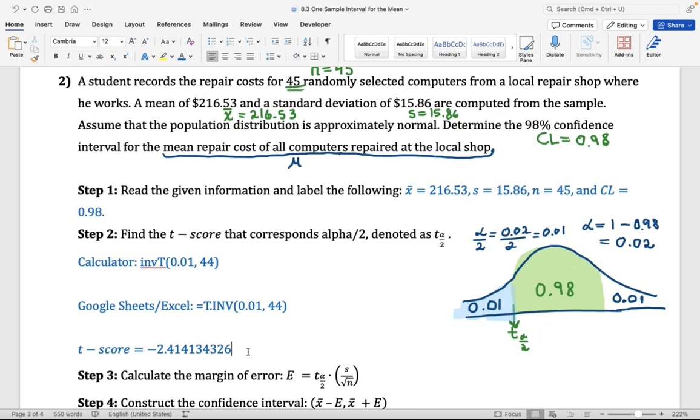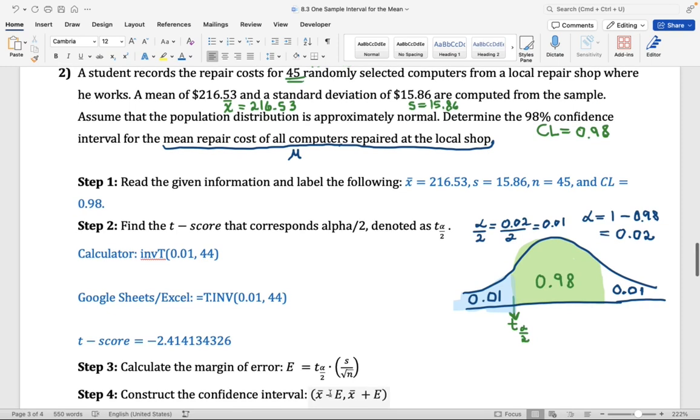Here I'm using the value that I got from the calculator. If you're using the value that you got from Google Sheets or Excel, you're still going to end up with the same confidence interval, because once we round, and we usually round to 2, 3, or 4 decimal places, those last few values are not going to make a difference.